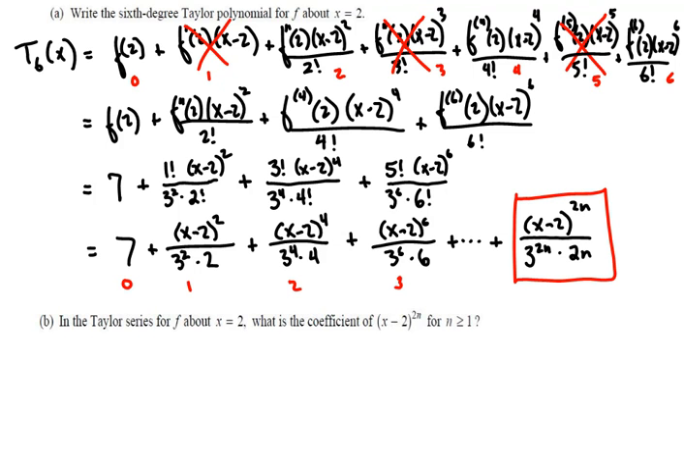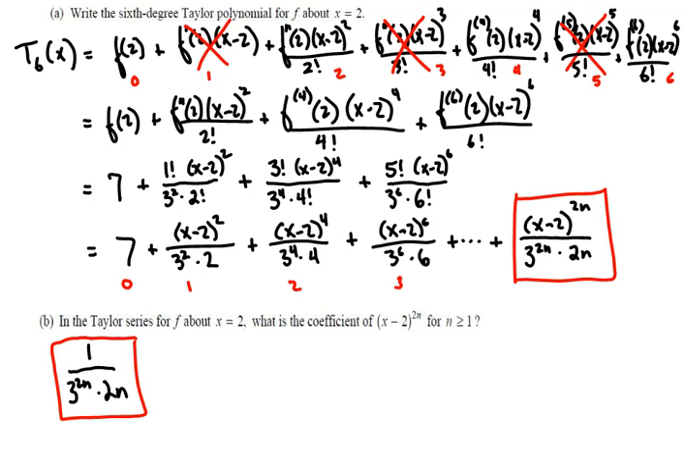If you notice there, the general term says (x minus 2) to the 2n. Well, what is the coefficient? The coefficient of (x minus 2) to the 2n is just 1 over 3 to the 2n times 2n. And that is the coefficient of (x minus 2) to the 2n for n greater than or equal to 1. And I'm going to guess that the purpose of this part was to help you find the general term of the polynomial that you found above.